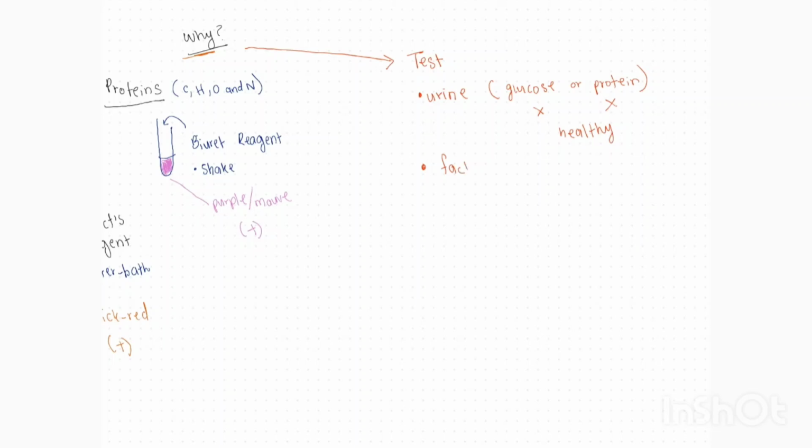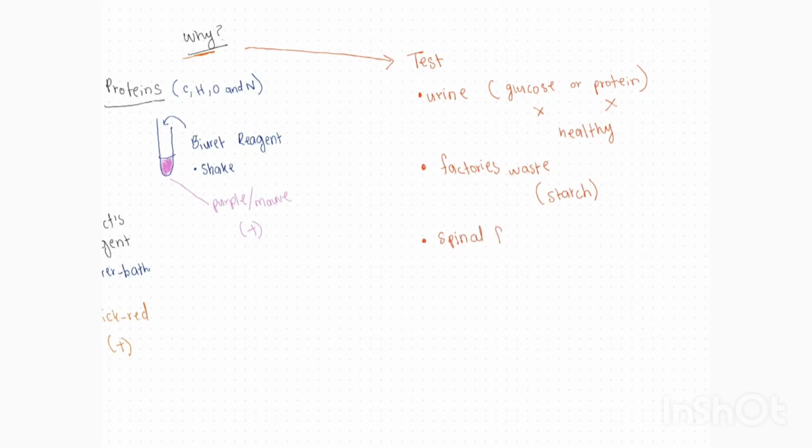Another example would be factory waste. Let's say there's starch. People claim that there's starch in the waters. What are you going to do? You're going to take a sample of the water that the factory waste is going to, and you're going to test it for starch.